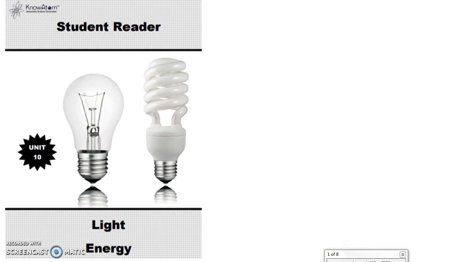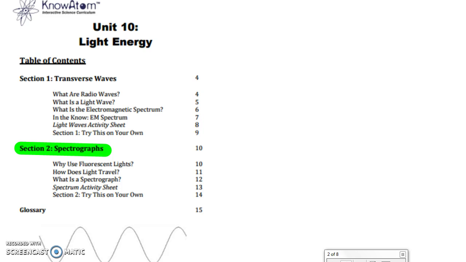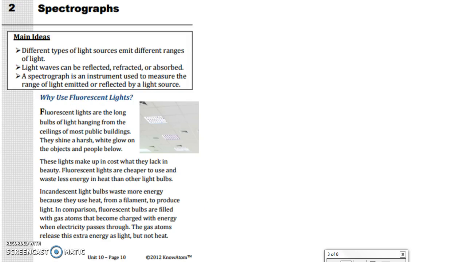Unit 10, Light Energy. Section 2, Spectrographs. Page 10. Main ideas. Different types of light sources emit different ranges of light.